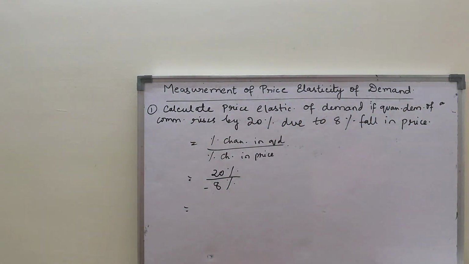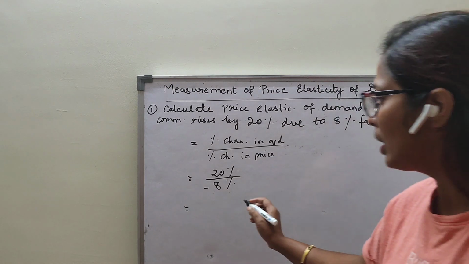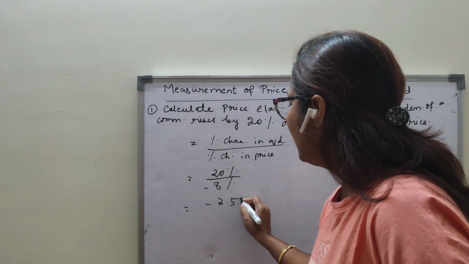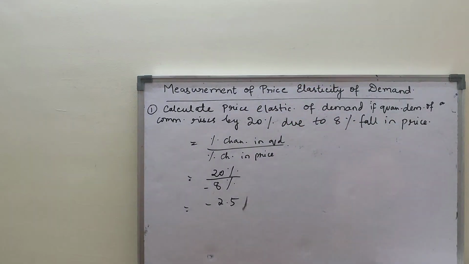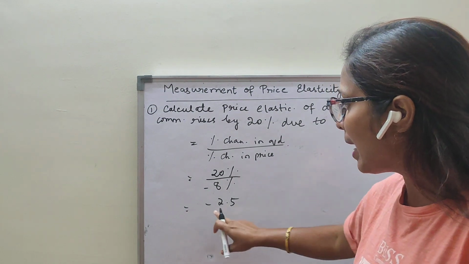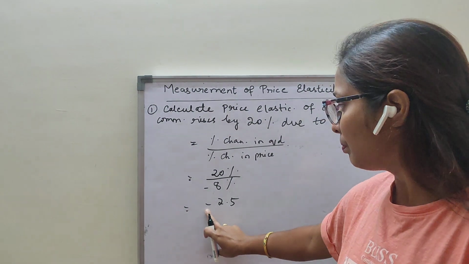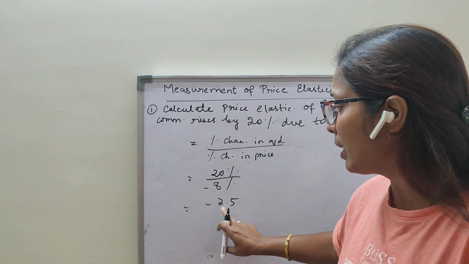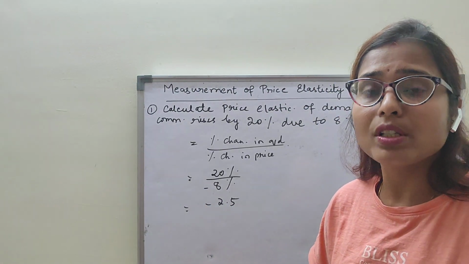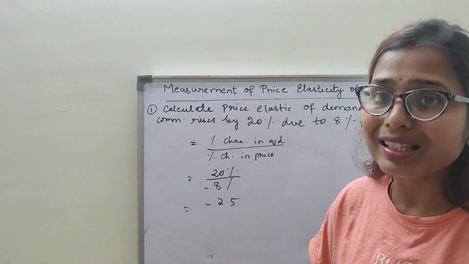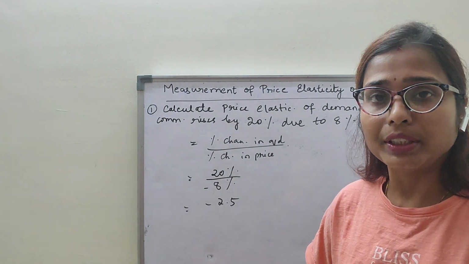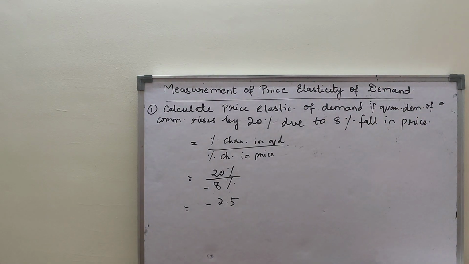So see, just 20 divided by 8. Now you calculate it, children, on your own. It will be minus 2.5. Clear? So always remember that we will ignore the minus sign here, because whenever the answer comes, it comes in the negative, due to the inverse relationship between the price and quantity demanded of a commodity. So we will ignore the minus sign here and take only the absolute value. Okay, please note it down.